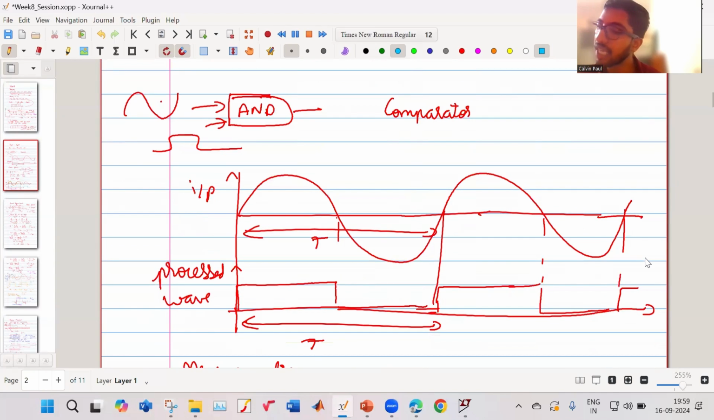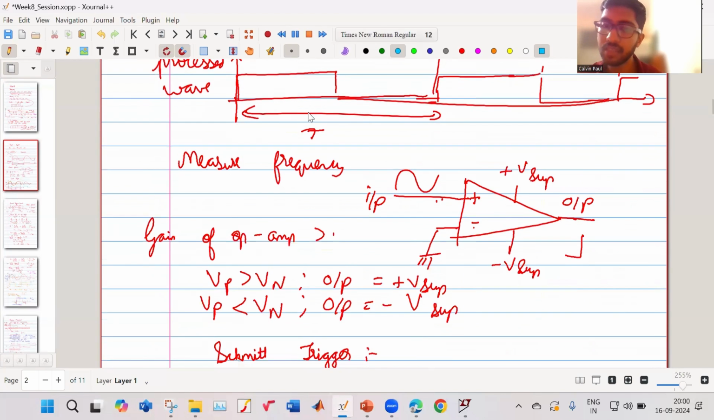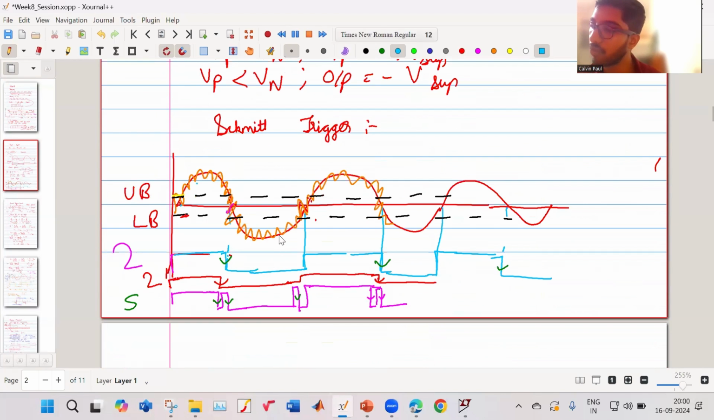But when it becomes a sine wave, then we have to do some processing. We have to do some manipulation, and one way is a comparator. But in the comparator, there's a problem of noise. That problem of noise can be overcome using a Schmitt trigger. So it has an upper band and a lower band, and from that, we get a digital signal.